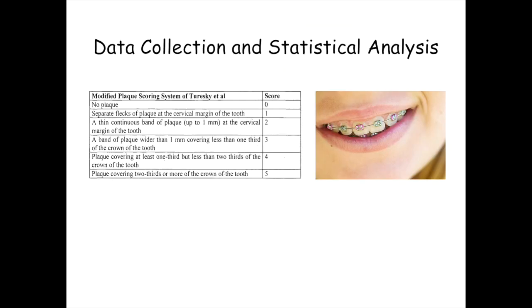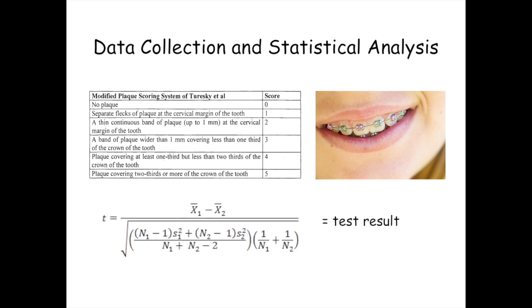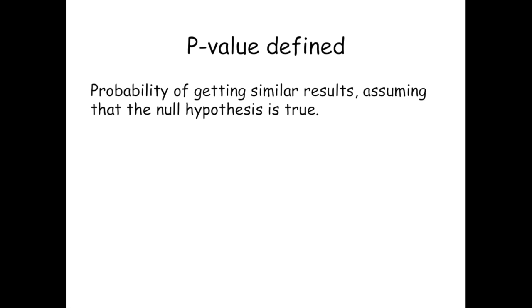The researchers collect their data, which consist of a mean modified plaque index score for each patient in the study, and then conduct a statistical test that compares these means. This test result will be compared to the distribution representing all possible test results under the null hypothesis. The p-value is defined as the probability of getting results similar to those of the researchers when the null hypothesis is true.